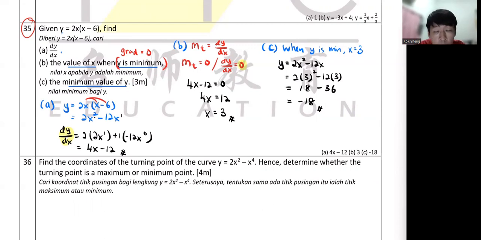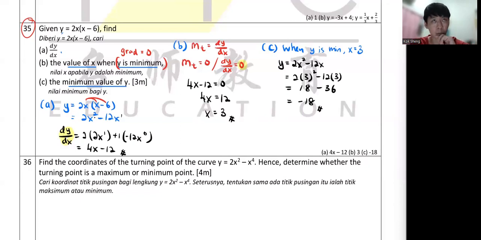Okay, 35. Also 3 marks. So each of it is 1 mark. But again, I'm writing the full steps here. You can skip the working. I go for the full steps here. 35 should be okay for you.